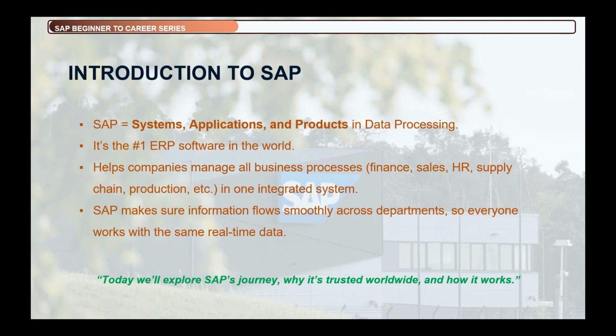What do we mean by SAP? SAP means Systems, Applications and Products in data processing. We can introduce SAP as the world number 1 ERP system. It accounts for more than 80% of the share in the ERP software industry. So SAP basically helps companies to manage all of their business processes.